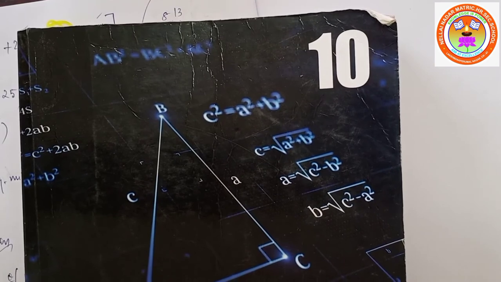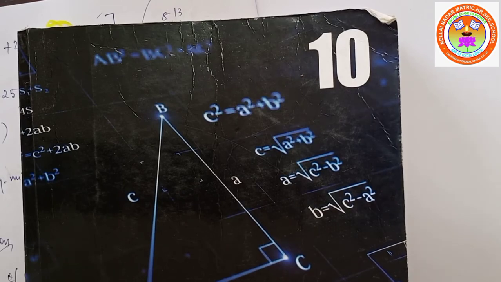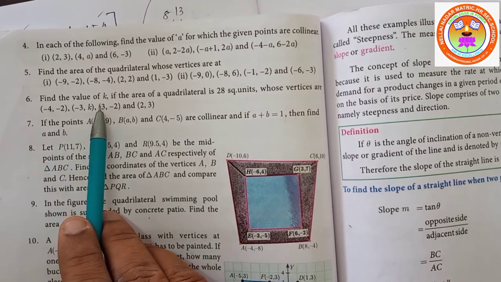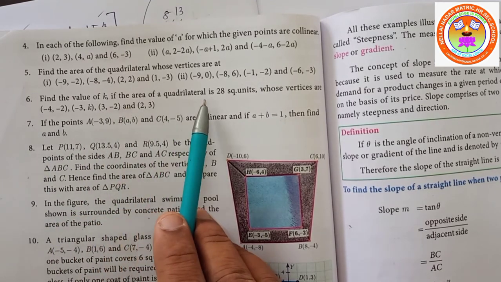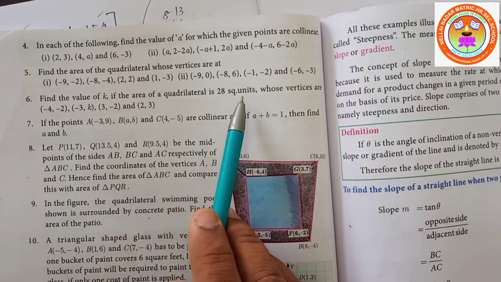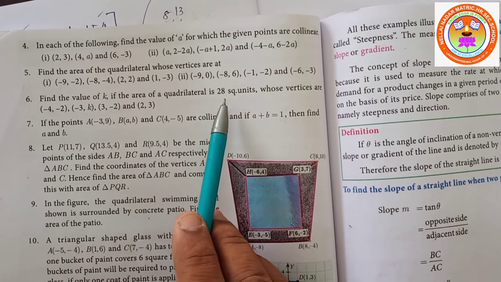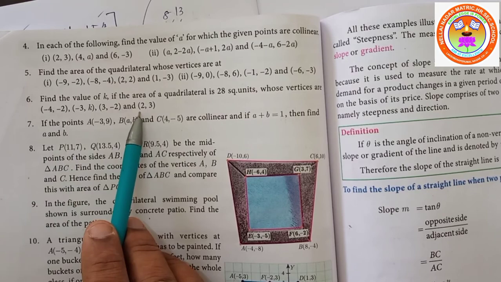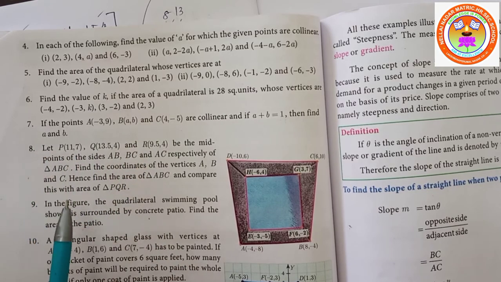10th standard mathematics, chapter number 5, continuation of exercise 5.1. Now problem number 6. Find the value of k if the area of the quadrilateral is 28 square units. Area of the quadrilateral is given. You are asked to find out the value of k. The 4 vertices of a quadrilateral are given.